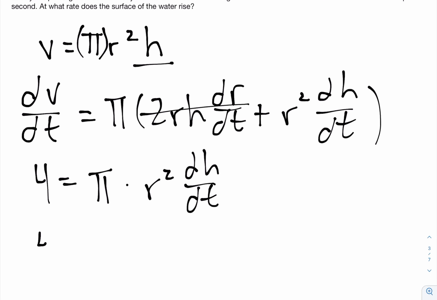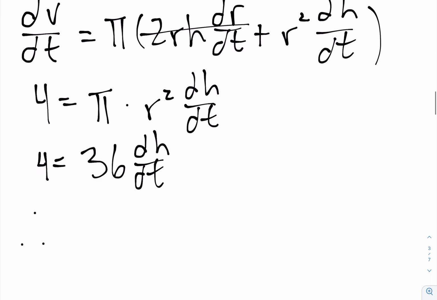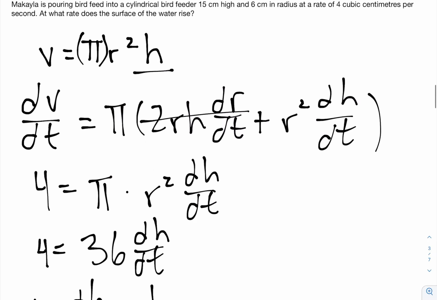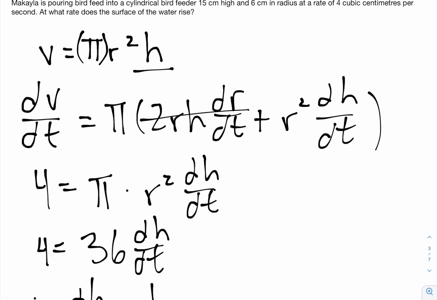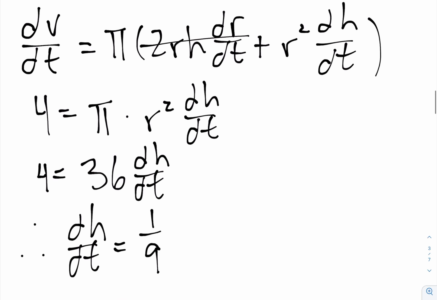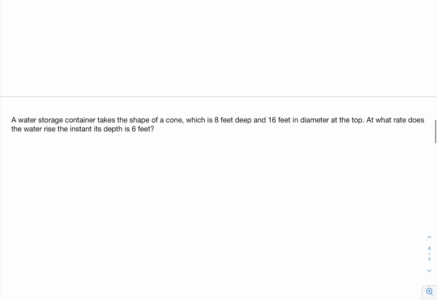So this is going to be 4 equals 6 squared, right? r squared is 36, so 36 dh by dt. So therefore, dh by dt equals, we just divide both sides by 36. So we're going to get 1/9. And then our units are, well, this is dh by dt. We're talking about how fast the surface level rises. So that's going to be in centimeters per second. Okay, units are important once again.